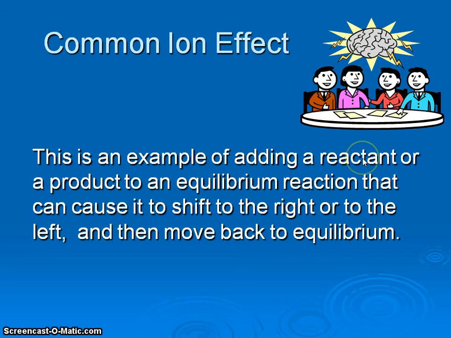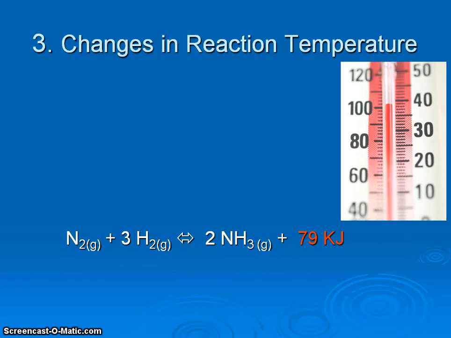A common ion effect is an example of adding a reactant or product to an equilibrium reaction that causes it to shift to the right or to the left. So I add a common thing that may be on the reactant side or on the product side and it makes it shift. Changes in reaction temperature can also shift a reaction.